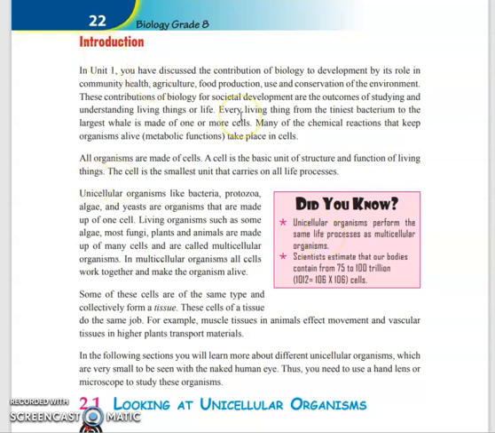Introduction. In the last unit, or the last video, we saw the contribution of biology to development through its role in community health, agriculture, food production, and the use and conservation of the environment. So we've seen the many uses of biology and its role in these areas. And now in this unit, we are going to look at cell biology.